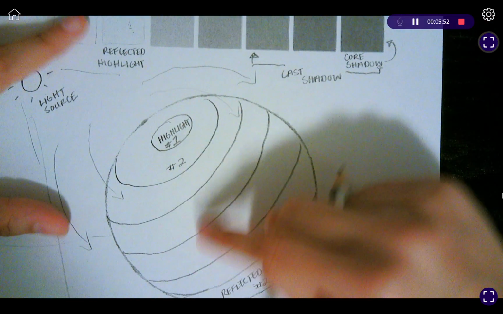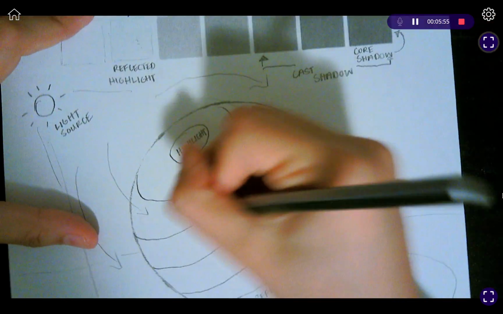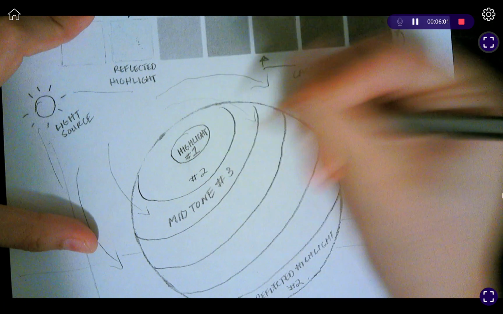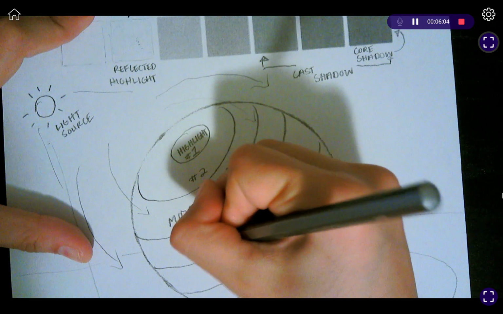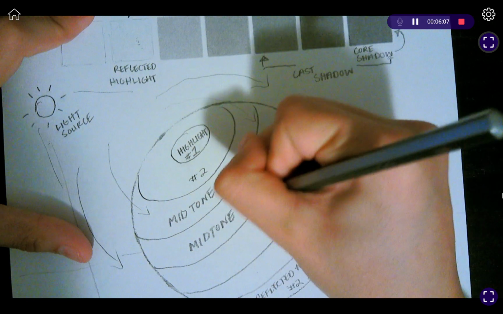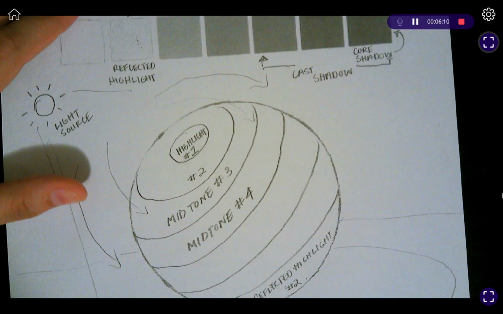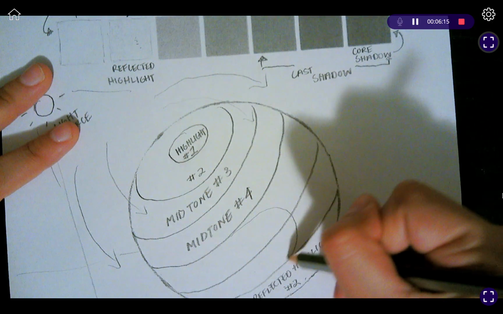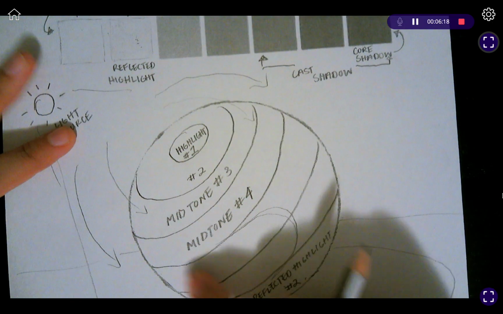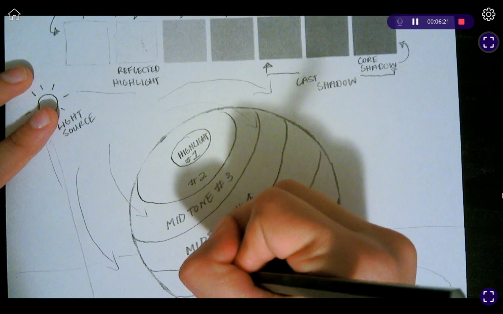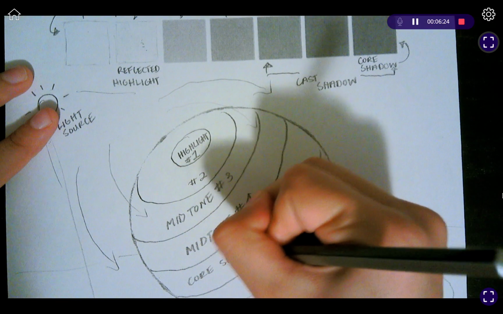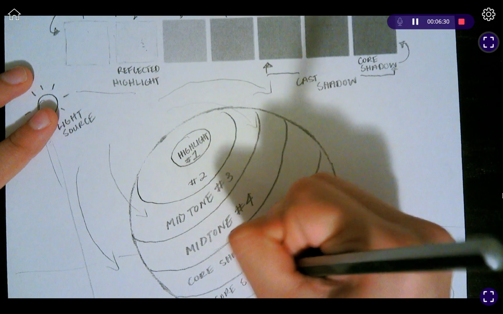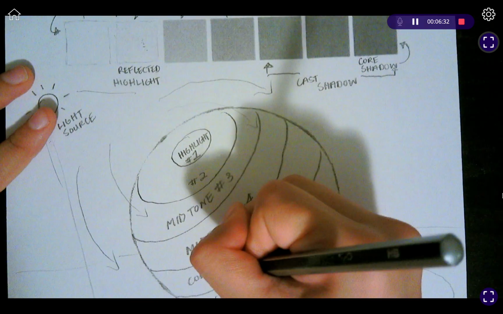All of this right here, this part of the body, is now the mid-tone. So right here, this is mid-tone number 3. This right here, mid-tone number 4. Right here in this area, this would actually be the core shadow. Core shadow. And so then we would see number 7 and number 7 here.